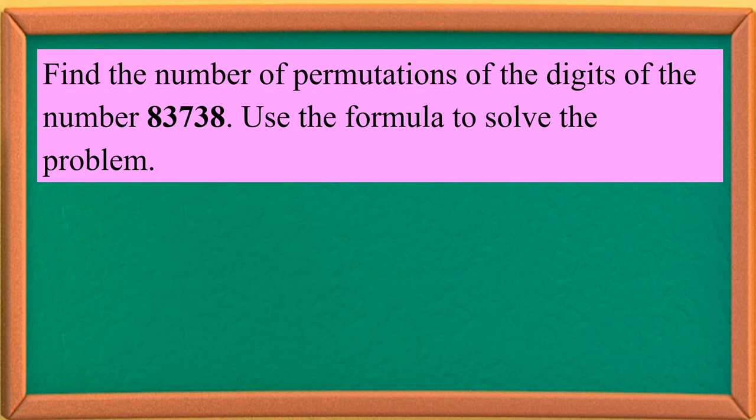Let us try another example. Find the number of permutations of the digits of the number 83,738. Use the formula to solve the problem. So this is an example of distinguishable permutations since there are digits that are being repeated, or there are digits that are alike. So I'm giving you 3 minutes to answer this problem.